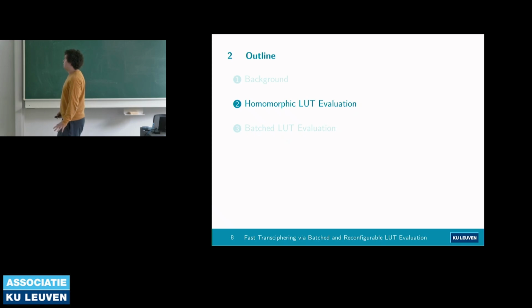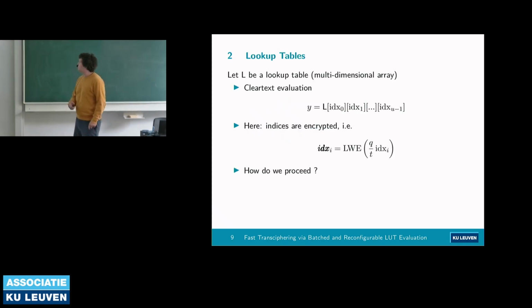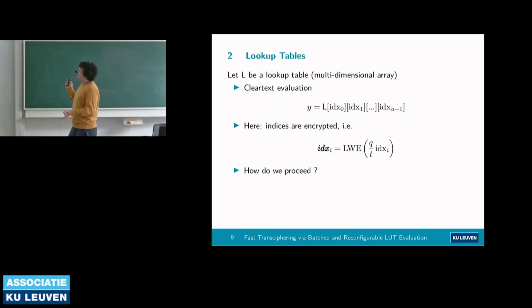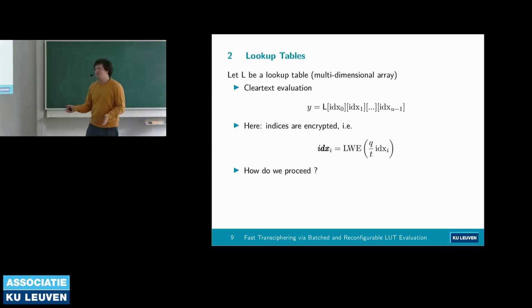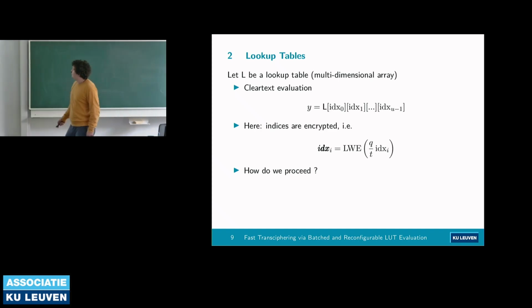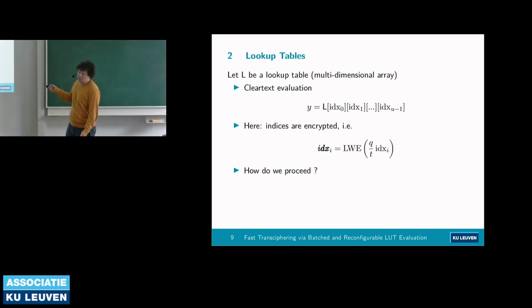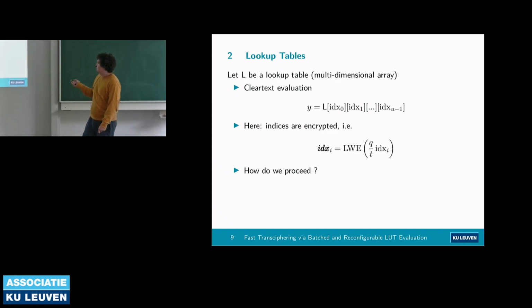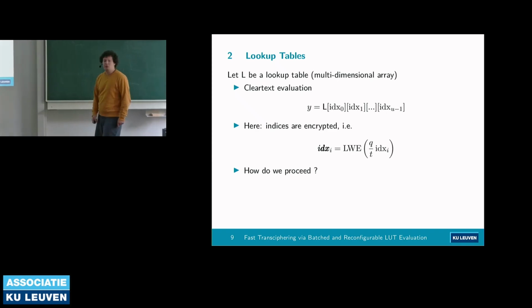All right, let's come to homomorphic lookup table evaluation. Well, the setting for lookup tables is one you'll be familiar with. So we can view a lookup table just as a multidimensional array, and we give in a set of indices or digits we'll use to index into this array to obtain some value. The difference is, in the encrypted context, the indices are, well, also going to be encrypted. So the question is, how do we actually evaluate this thing?